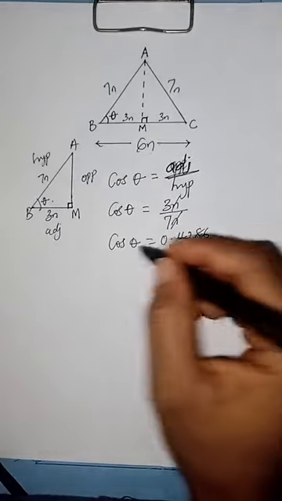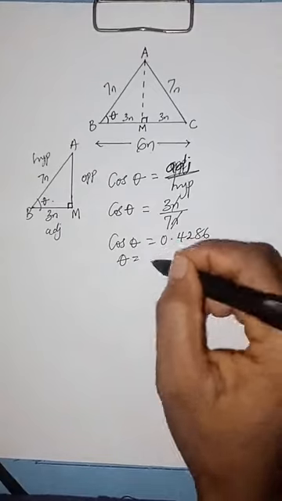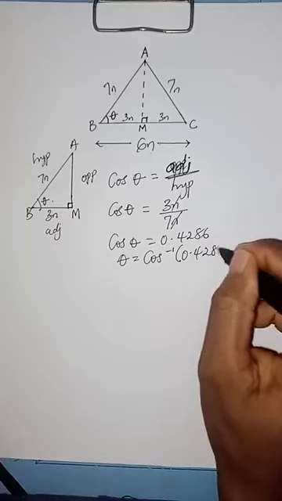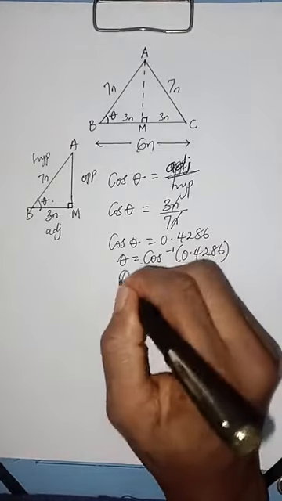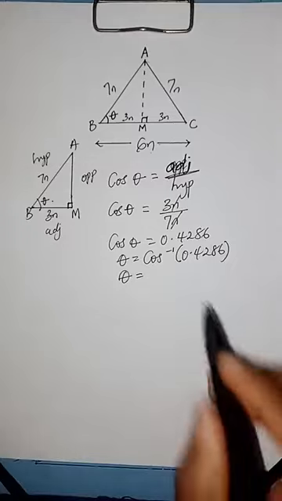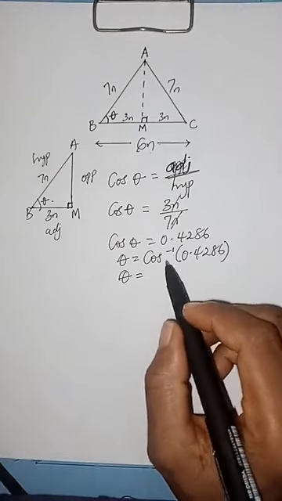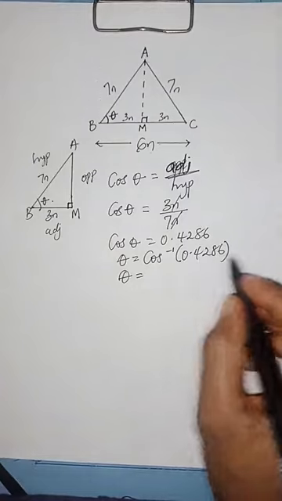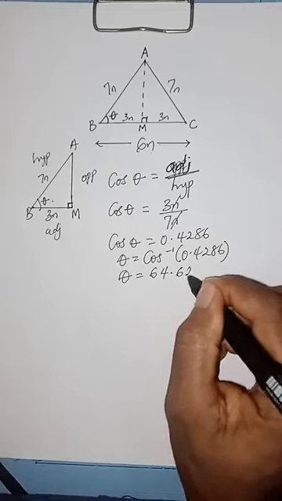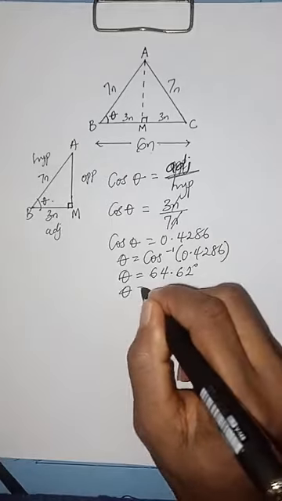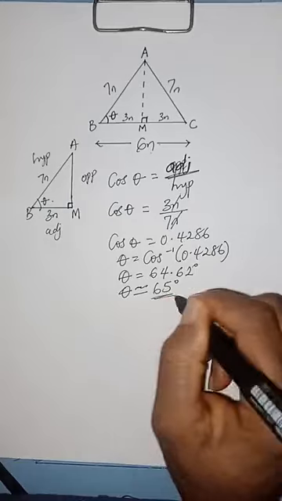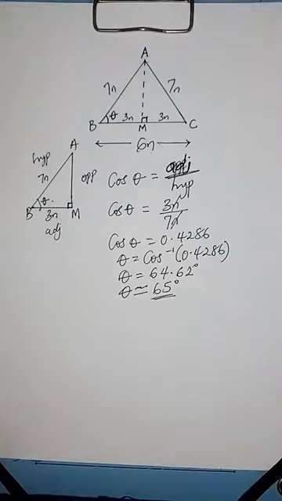0.4286. Now to get the value of theta, you have to look for the cos inverse of 0.4286. If you use your scientific calculator by punching second function and cos, and the value here, you're going to have 64.62 degrees, which gives theta approximately 65 degrees as the base angle.